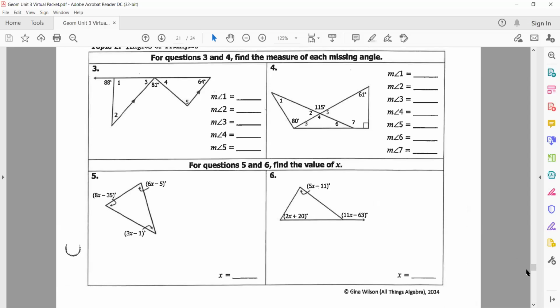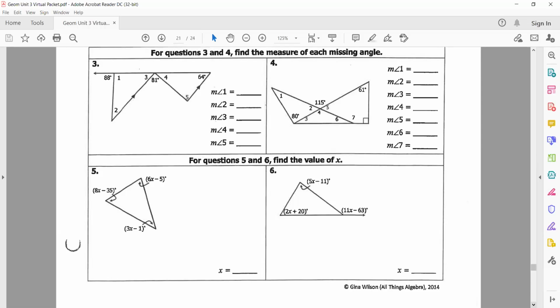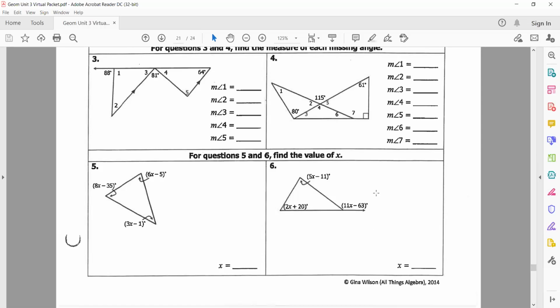Problem 6, though, is not the interior angle sum. It's the exterior angle sum theorem. Remember, this angle here that's on the outside of the triangle is equal to the total of the two that are opposite. So we could find x by adding 2x plus 20 and 5x minus 11, saying that's equal to 11x minus 63.